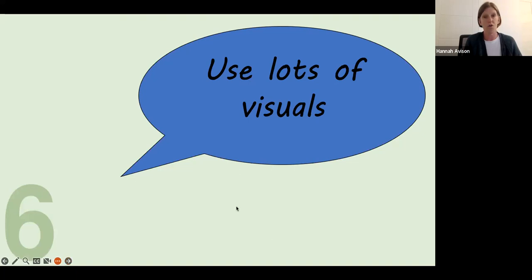Number 6, use lots of visuals. You can never have too many pictures. You can have pictures up all over the walls, pictures on the screen, laminated cards or storyboards for conversation. Lots of visual aids.